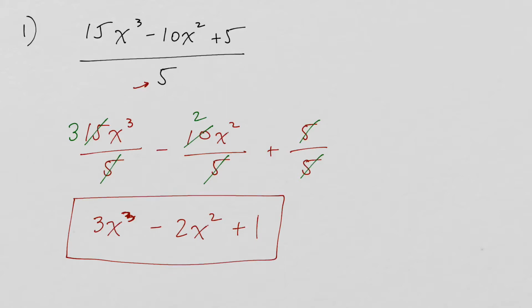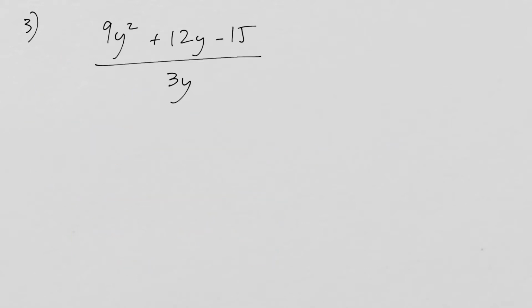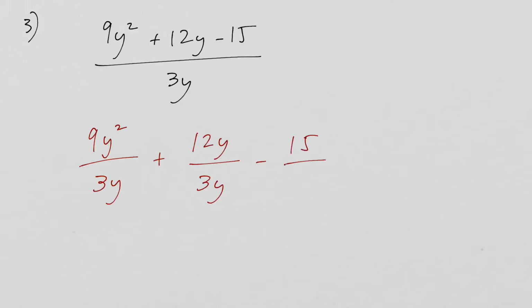You could have gone right from here to here, but by breaking it up into three separate fractions, you can physically cancel on each one without losing your place in each term. Okay, again, I'm going to just write this as three separate fractions. You may not do this, but I'll do this so that I can more easily cancel.